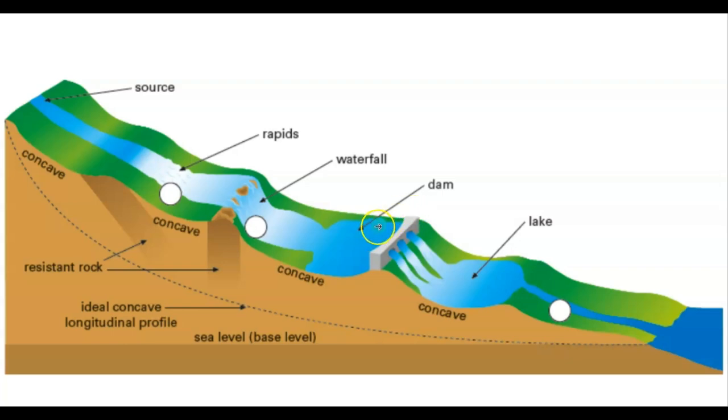Rivers are rarely graded across their entire course. They can become graded in sections between temporary base levels. So for example, here the rapids and the waterfall, the dam and the lakes are the temporary base levels. Therefore, sections of the longitudinal profile are concave, which will give the profile a multi-concave shape.